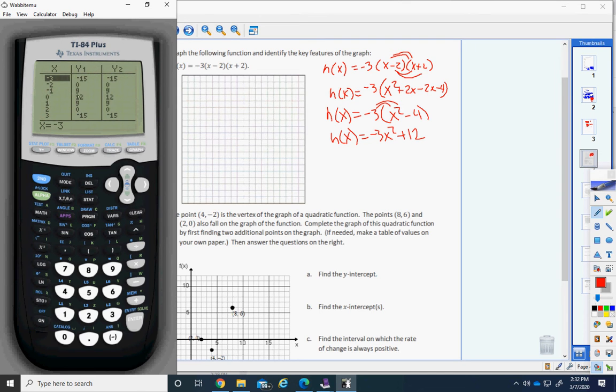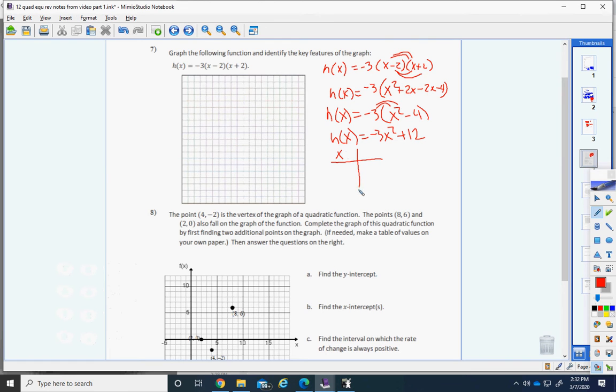Another thing is that luckily enough I'm scrolled to the exact right spot. I could see that my turning point is at (0, 12). So I will copy down this table of values. You know what? I feel like I'm not going to have enough room here. I'll put my table of values over here.